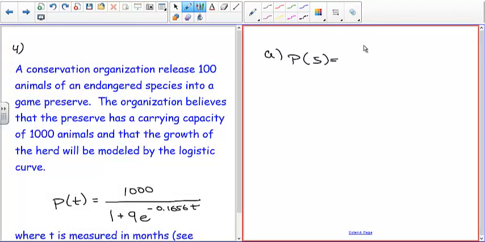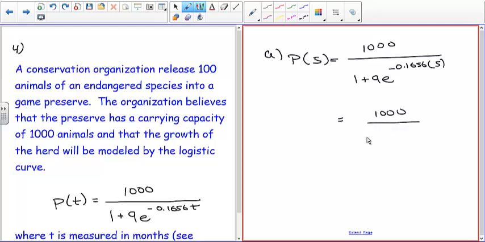So we get 1,000 divided by 1 plus 9 e to the negative 0.1656 times 5. Let's see if you can do that in your calculator. We'll put some intermediate values here so you can check it out. So e to the negative 0.1656 times 5 is 0.437.